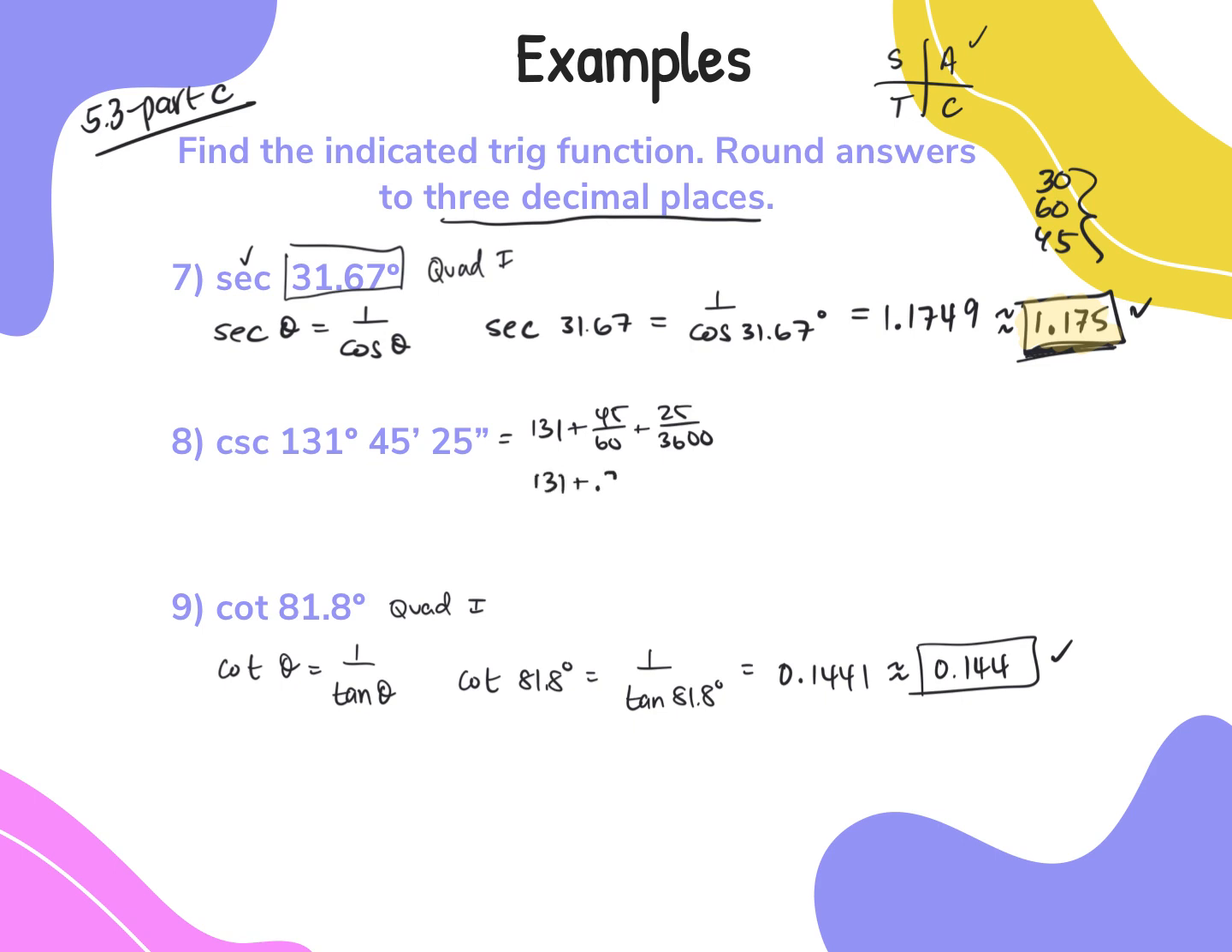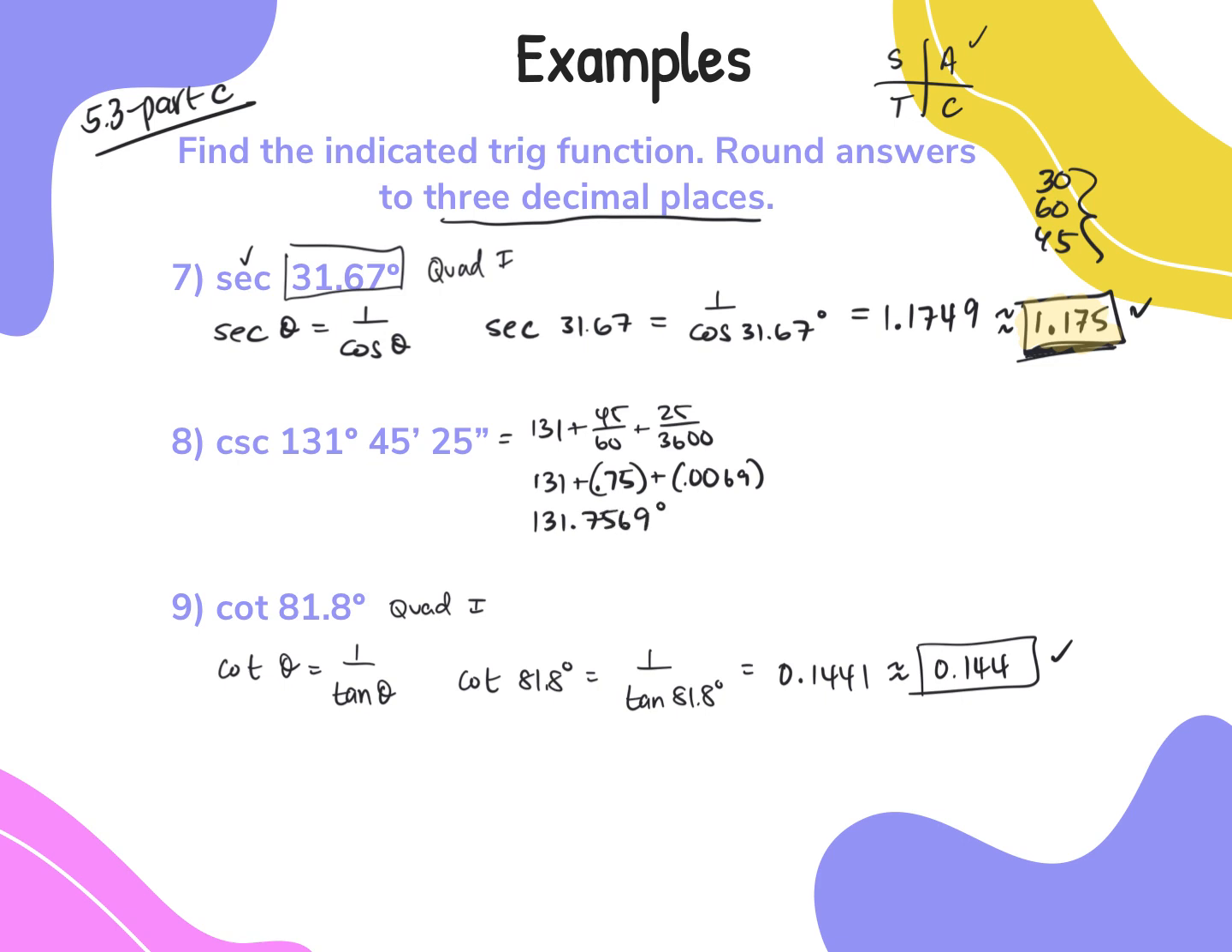131 plus 0.75 plus 0.0069, I believe. Let me see. Yep. And I'm going to add those together. So I'm going to add 0.75 to 131, and I'm going to get 131.7569. And I'm going to leave it to 4 places.